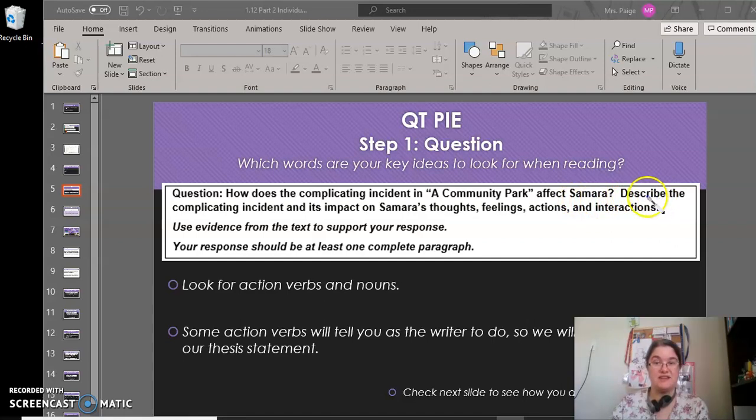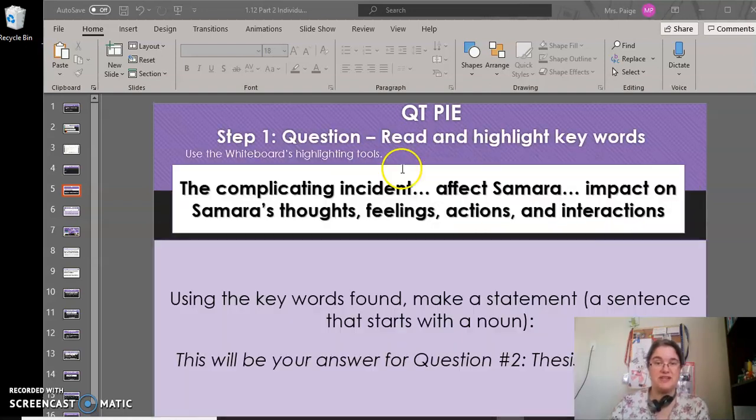Describe the complicating incident. That's telling us as the writer what to do. We don't want to use that in the thesis statement, but we do want to use it in how we answer. Its impact on Samara's thoughts, feelings, actions, and interactions. So its impact all the way through interactions is definitely important as well. So when we get it all together, these are the words that we need to use within our thesis statement, or at least the idea of it. So you're going to put that into your question number 2 thesis statement. So go ahead and pause the video here before you move on.